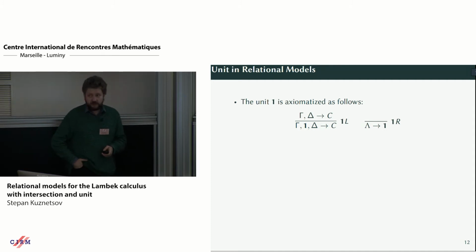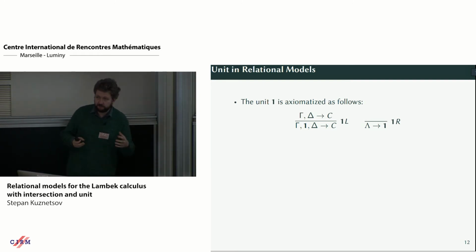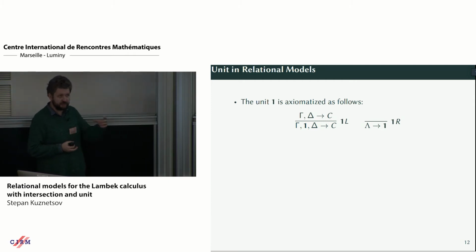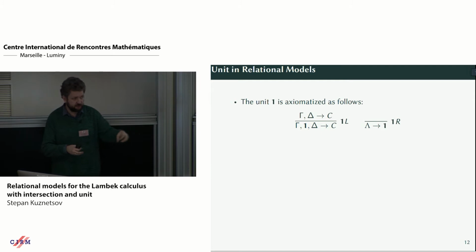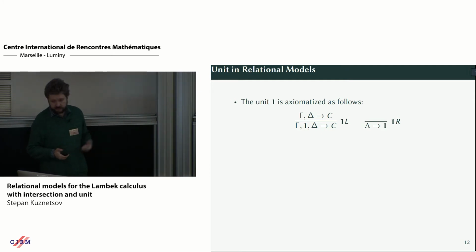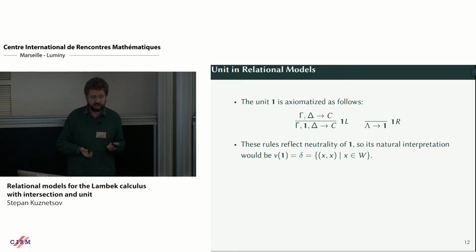So in the Lambek calculus with empty antecedents allowed, I said it was the logic for residuated monoids, but it didn't have the unit as an explicit constant. It was implicitly inside: you could have the empty antecedent, which is a unit on the top level, but you couldn't have the unit inside your formulae. Now we add it with these natural rules, which reflect the neutrality of the unit, and the natural interpretation in relations will be, of course, the diagonal.